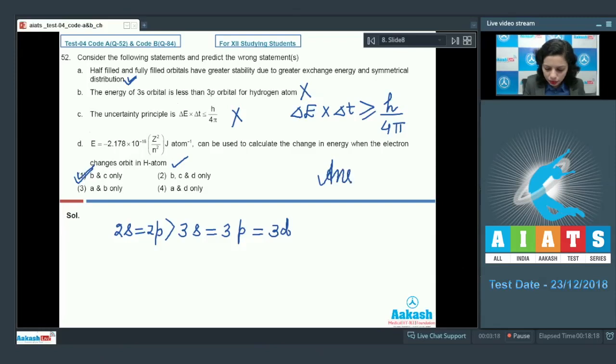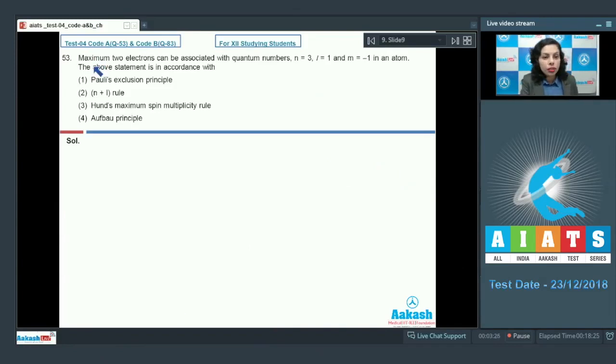That's why this 1 is our correct answer. Further, the next question is here. Question number 53. Maximum 2 electrons can be associated with quantum number n is equal to 3, L is equal to 1, M is equal to -1 in an atom.